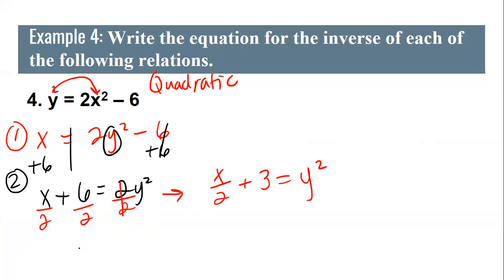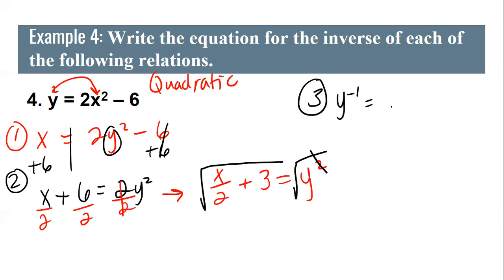All right. Is y by itself? No. How do I get rid of a square? Square root. And what I do to one side, I do to the other side. Okay. So now, step 3, y is by itself. So my inverse equals the square root of x divided by 2 plus 3. When you take the inverse with the square root of something, it produces a positive and a negative solution.